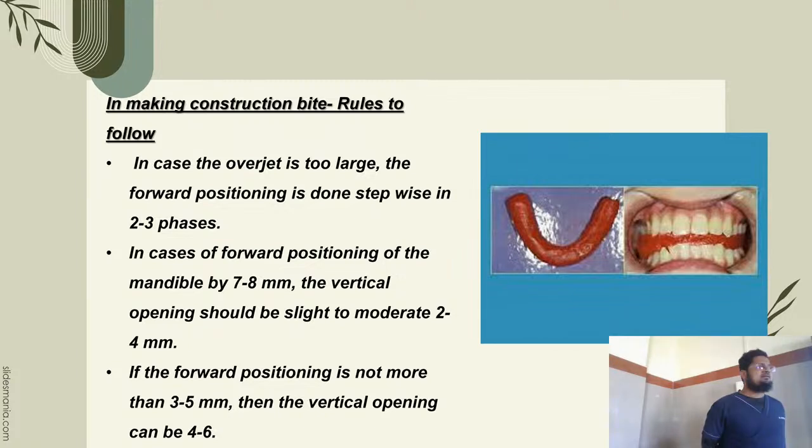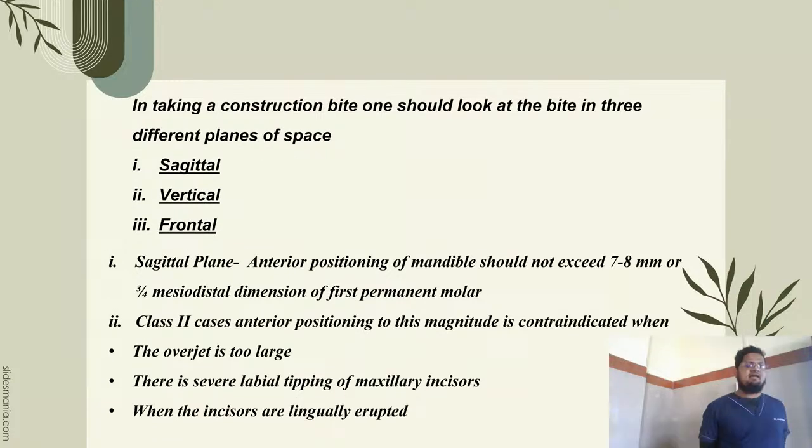In making the construction bite, the general rules to follow are: in case the bite is too large, the forward positioning is done stepwise in 2 or 3 phases. In case of forward positioning of the mandible by 7 to 8 mm, the vertical opening should be slight to moderate, 2 to 4 mm, just 2 or 3 mm beyond the freeway space. If the forward positioning is not more than 3 to 5 mm, the vertical opening can be increased to 4 to 6 mm. In taking the construction bite, one should look at the bite in 3 different planes: sagittal, vertical, and frontal.